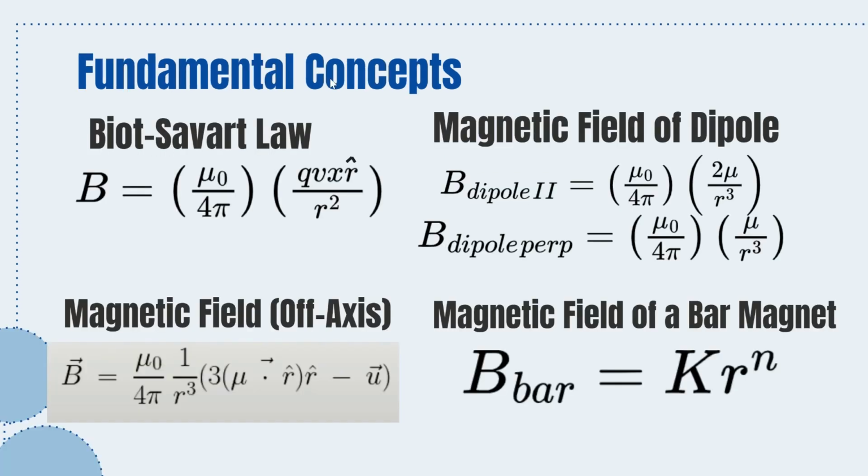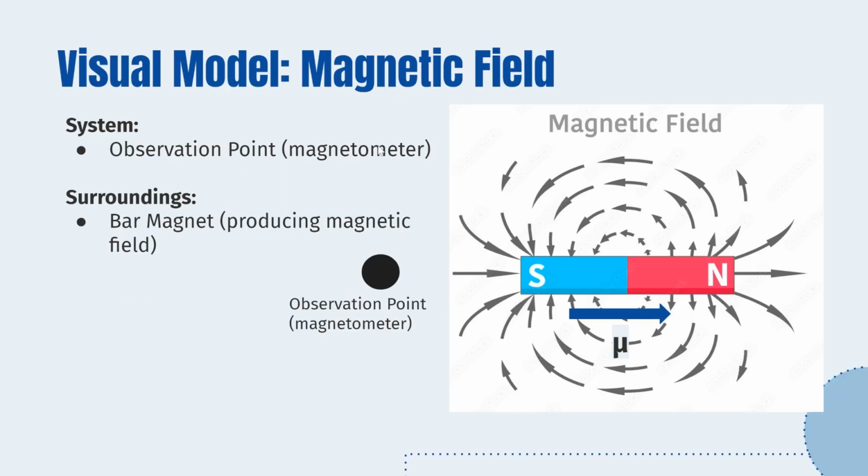0.001017 Tesla. So some of the fundamental concepts we employed in this lab were the Biot-Savart law, the magnetic field of a dipole both parallel and perpendicular to the observation location, the magnetic field off-axis, and the magnetic field of a bar magnet. So this is a visual model of the magnetic field of a bar magnet. As you can see, the field points away from the North Pole towards the South Pole, while the dipole moment points towards the North Pole from the South Pole.